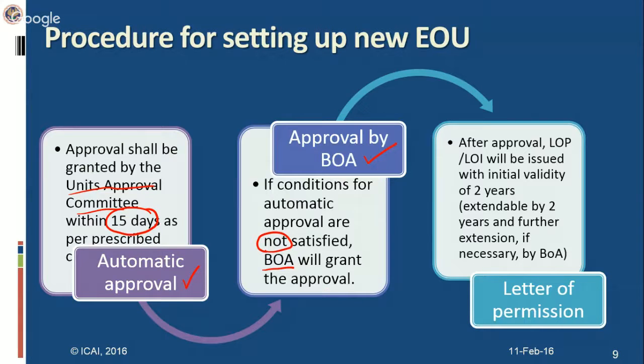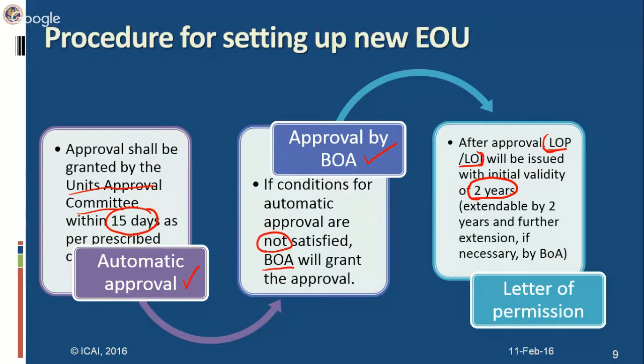And after the approval is granted, then the letter of permission or letter of intent will be issued. Now this letter of permission or letter of intent is a kind of authorization which is granted to the EOU to start its operations. And within 2 years of the grant of this letter of permission, the production should start, because this letter of approval will have an initial validity of 2 years. So within these 2 years, once an EOU gets a letter of permission, that means it has got the permission to start its production.